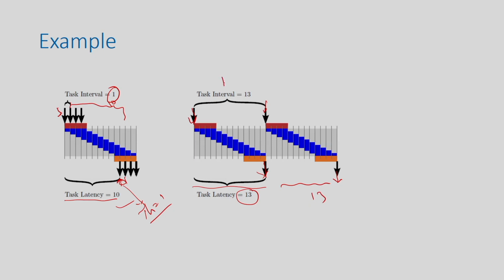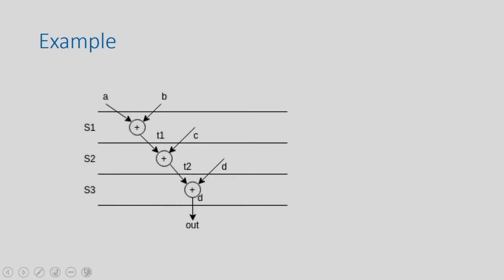And what is the initiation interval? It is 13, because you give an input here and then give the next input after 13 cycles. So here in the pipelined case the initiation interval is 1, and here it is 13. The throughput is also 13 in this case, because you get an output every 13th cycle, not every cycle. Let us take another example.